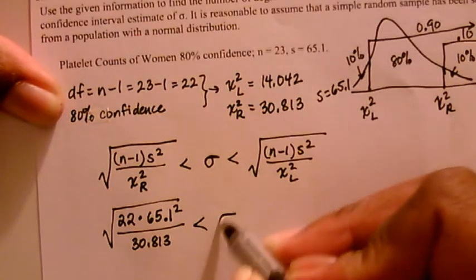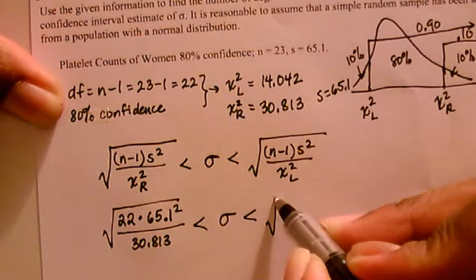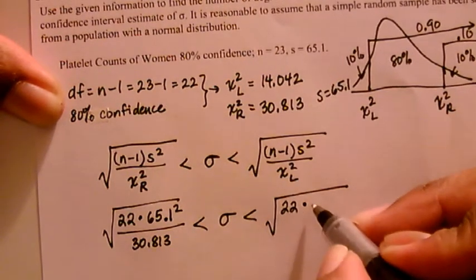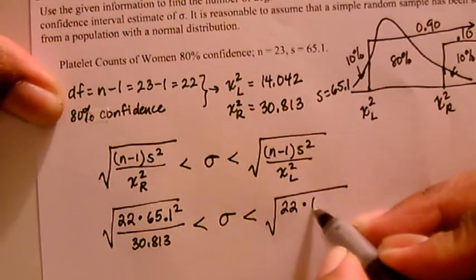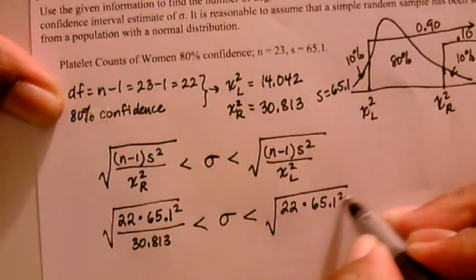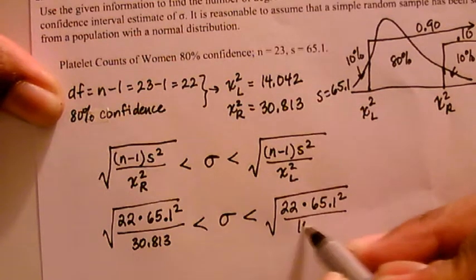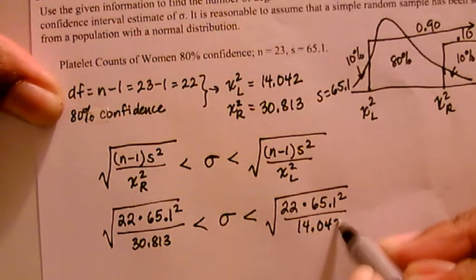That's less than sigma and less than the square root of. That numerator is exactly the same, 22 times 65.1, and that's squared, divided by, now your chi-square value on the left is 14.042.